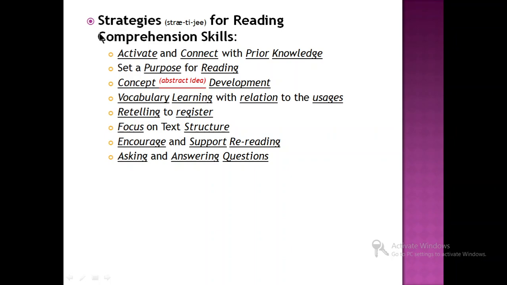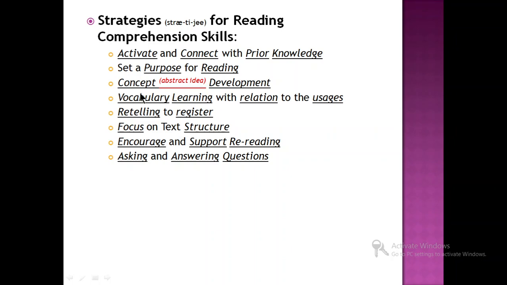Second thing is as a strategy, it is very much a must for the reading or comprehension skill. You need to set a purpose. If you are not setting up a purpose for the reading, you cannot say that you will be able to do that with perfection. When you have a set purpose, you will be able to read and comprehend better.